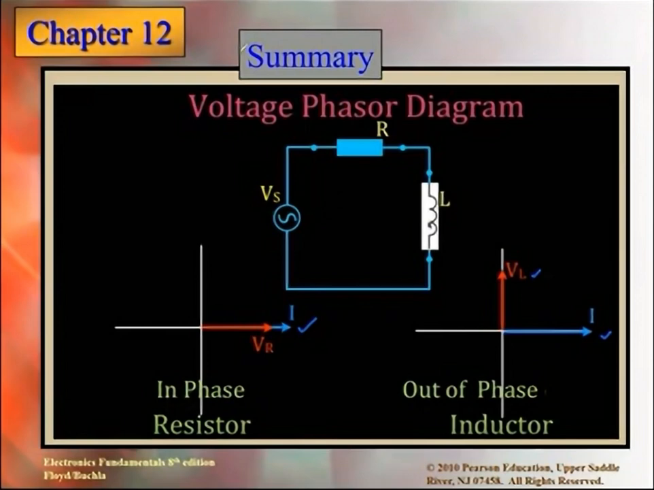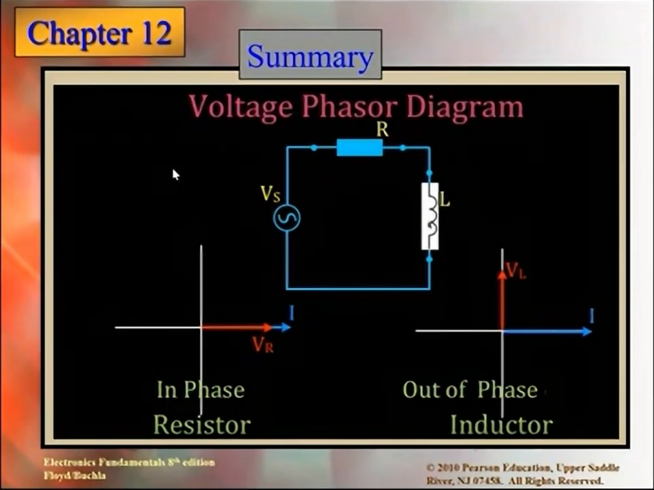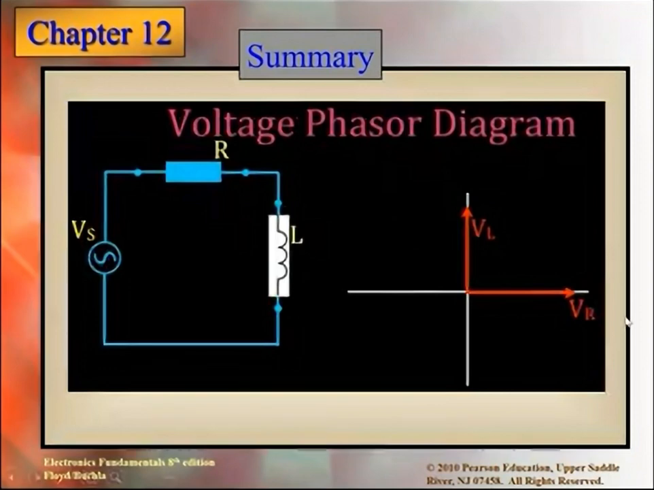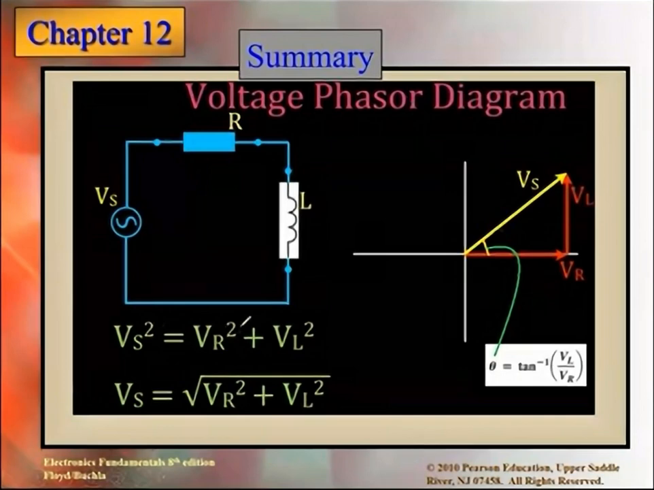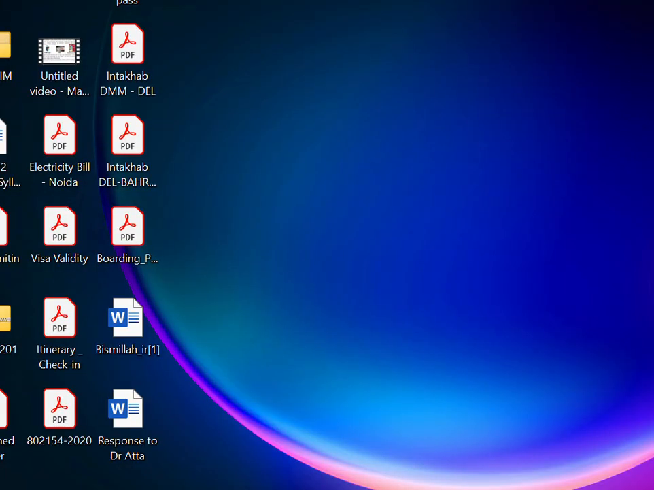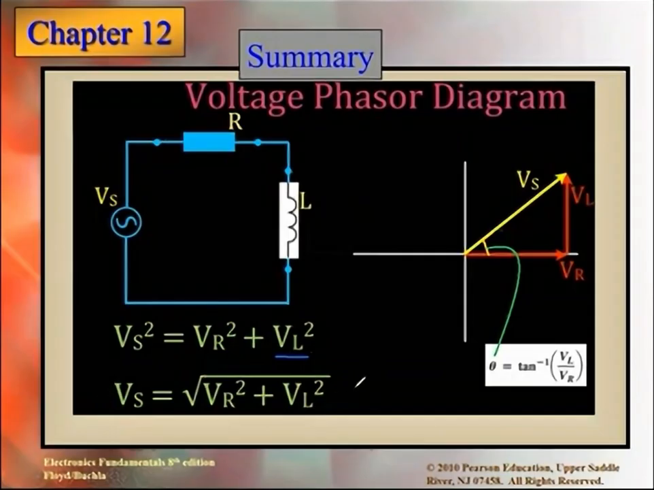Now we try to draw the composite phasor diagram, and how it is going to be. VR will be on the x-axis, VL will be on the y-axis, and we can have VS. So theta will be VL over VR. And guys, can we apply the Pythagoras theorem here also? So we can say VS squared is equal to VR squared plus VL squared. You know the change: for the capacitor it was VC, here we have VL. That is the change.